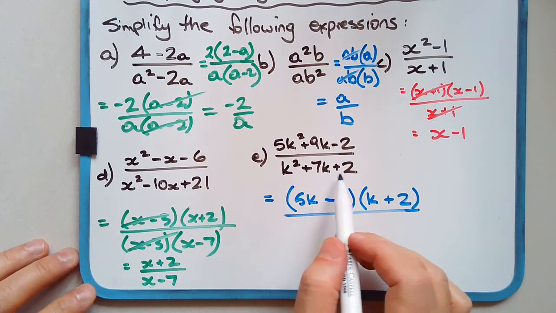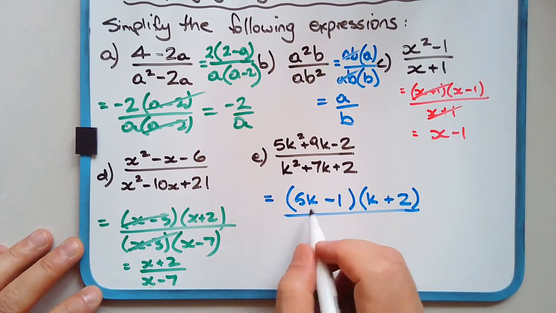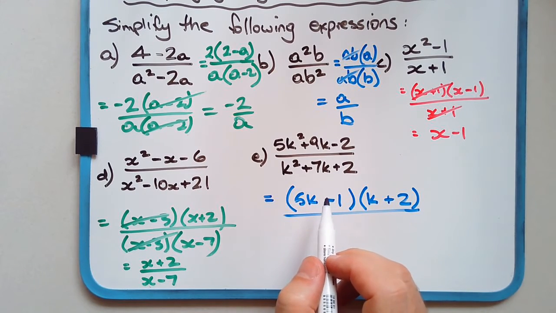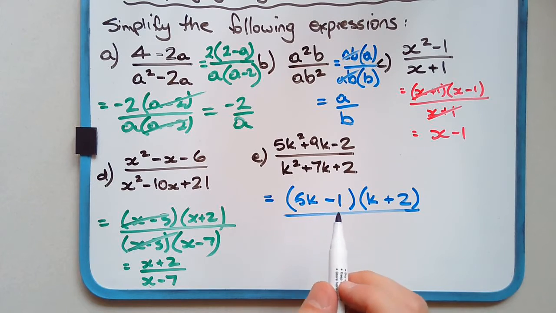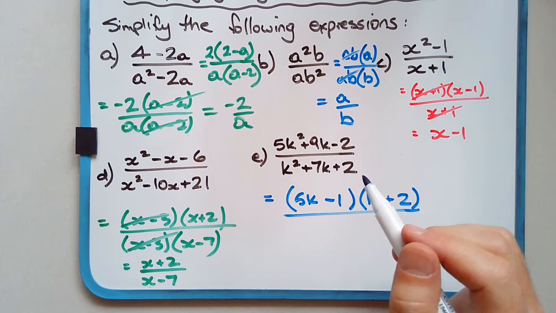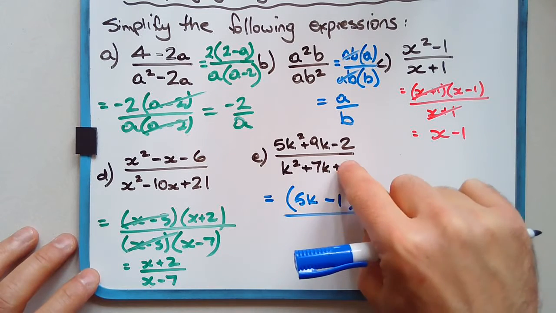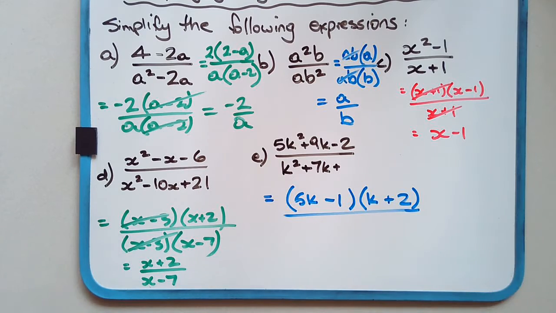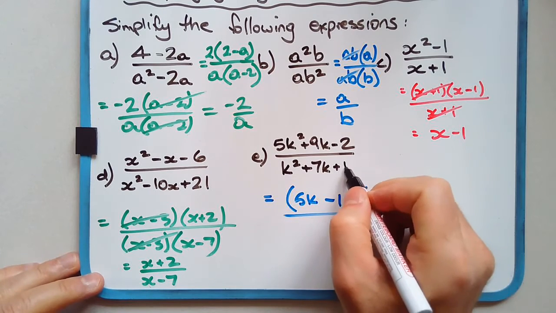k squared plus 7k plus 2, let's factorize that one. Two numbers that when multiplied give you 2. Let me just check, maybe there's a problem with this one. Sorry, I just found a problem. That actually should be a 10. I was thinking, hang on, that's not going to work. So, sorry about that. I'm just going to make that a 10 there.